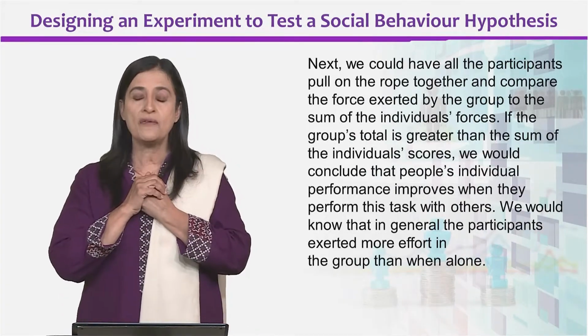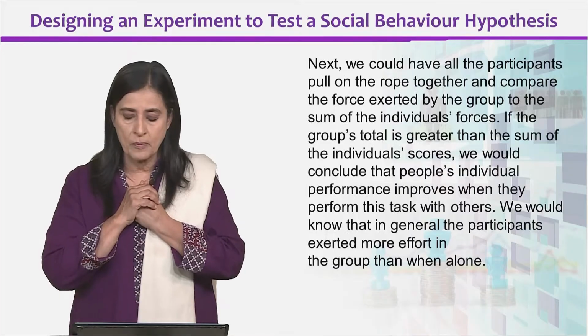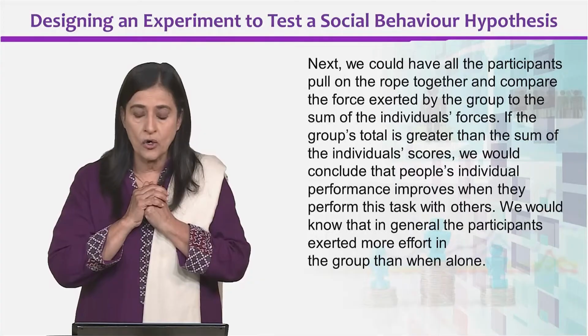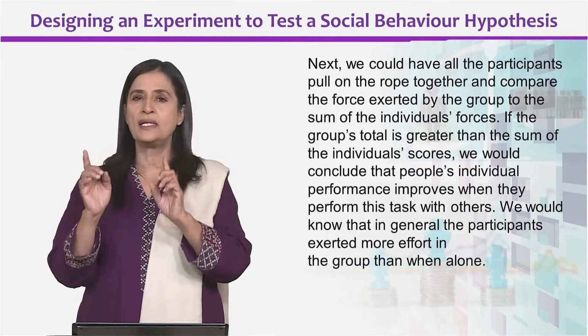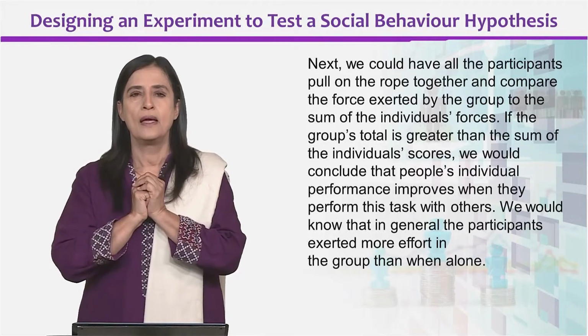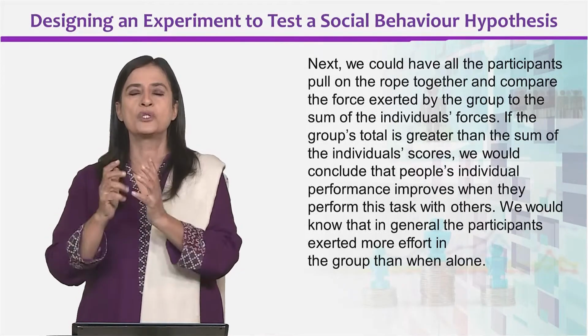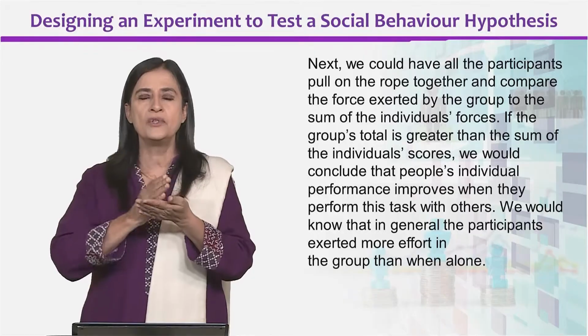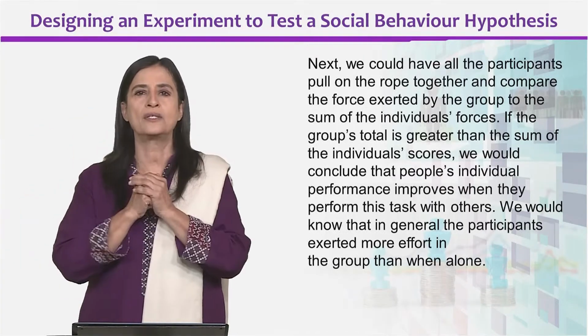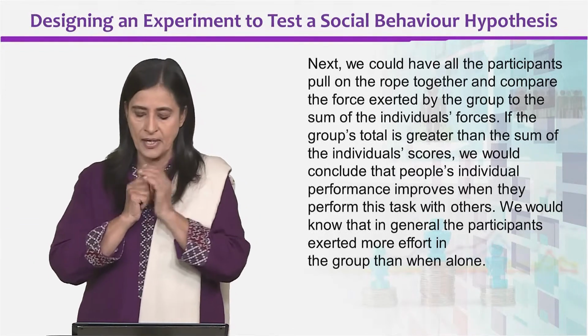Next, we could have all the participants pull on the rope together and compare the force exerted by the group to the sum of the individual forces. Sum यानी total. अब जो वो फोर्स उसमें शो हो रही है वो इंडिविजुअल की फोर्स को अगर 1 + 2 + 3 + जमा कर दिया जाए तो क्या वो उसके बराबर है.